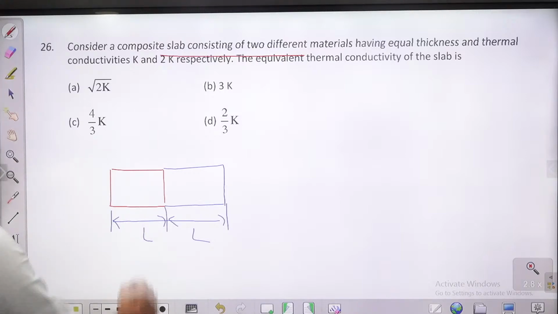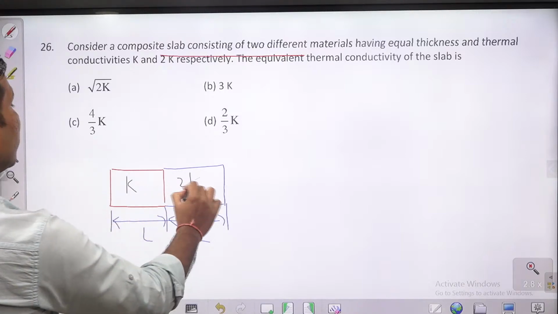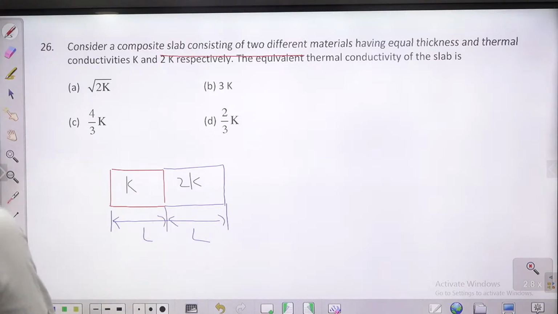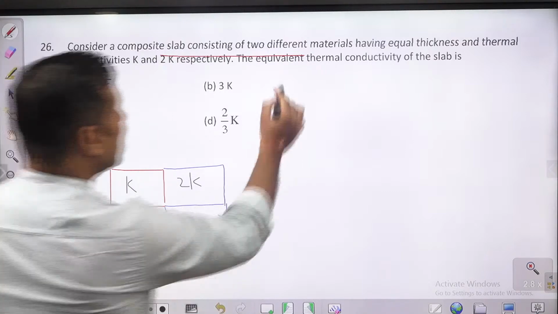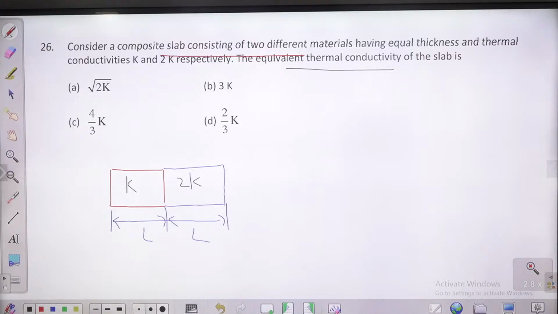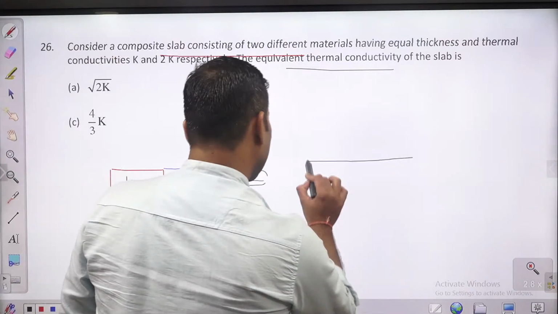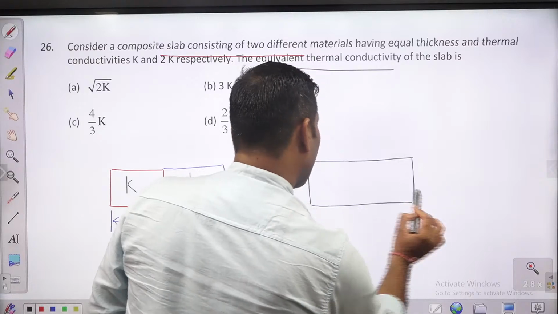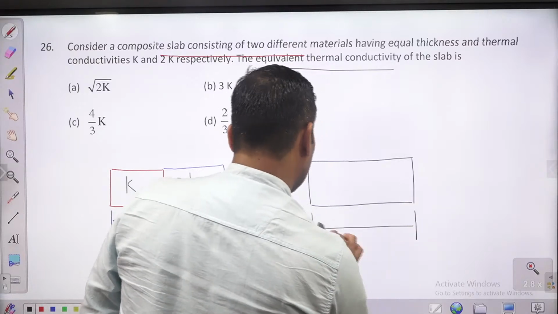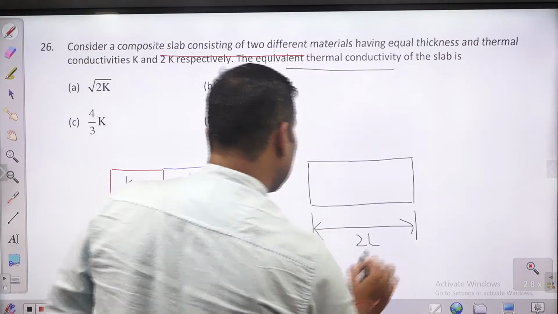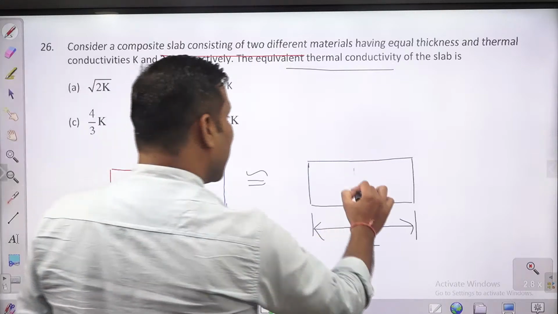And the thermal conductivities are K and 2K respectively. What is the conductivity of both? K and 2K. The equivalent thermal conductivity. He is asking for the equivalent conductivity, not the total resistance. Guys, this entire composite slab you can replace by a simple slab of length 2L and with conductivity K equivalent.